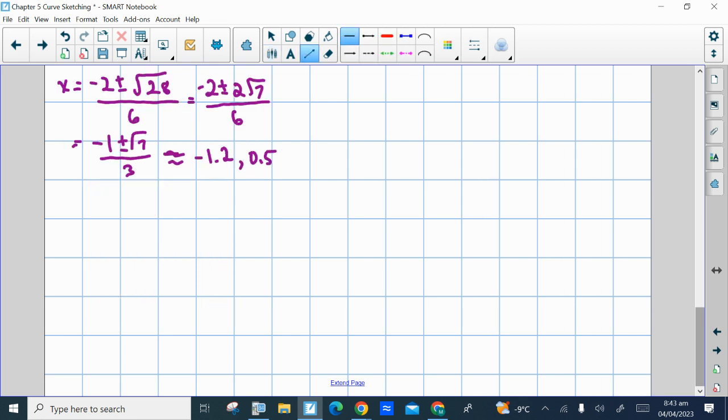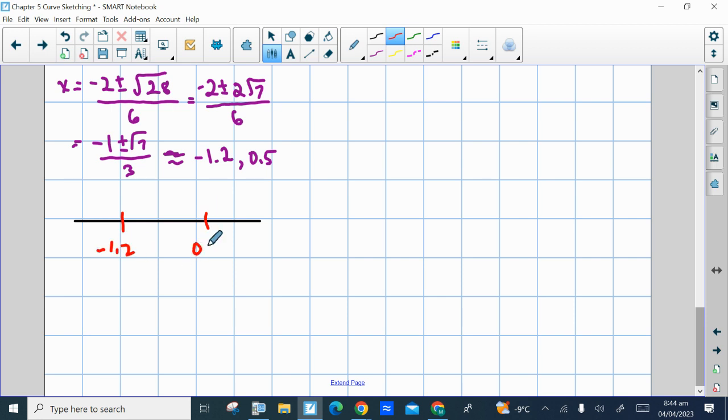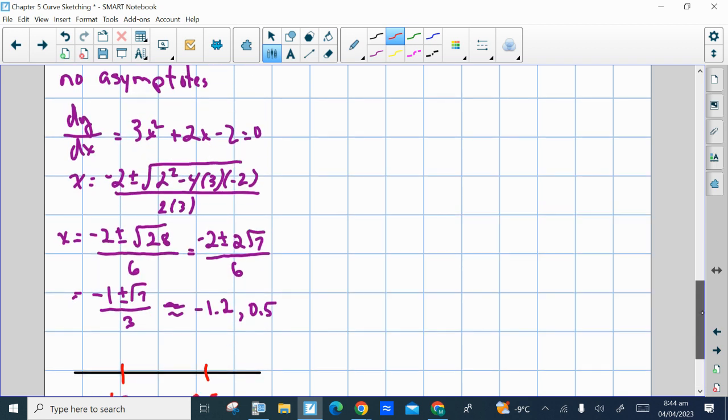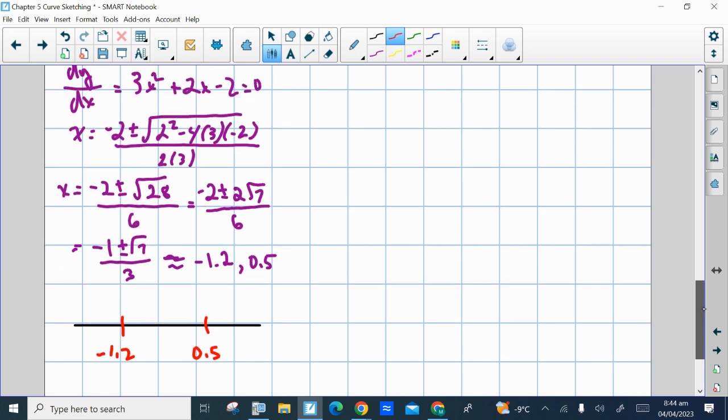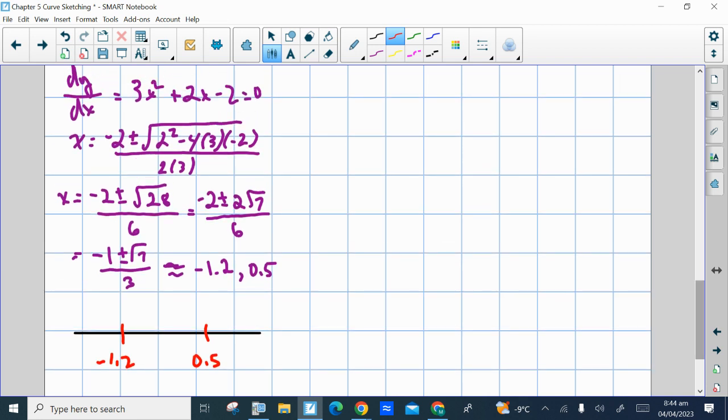So again, these give us our number line. Here are our critical numbers. And the number to the left of negative 1.2 would be negative 2. And we let x equal negative 2 in the derivative. Negative 2 all squared is 4 times 3 is 12. 2 times negative 2 is minus 4 minus 2. That's a positive value, so like we said, the function is increasing in that interval.